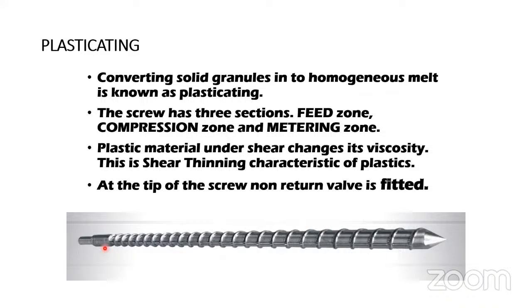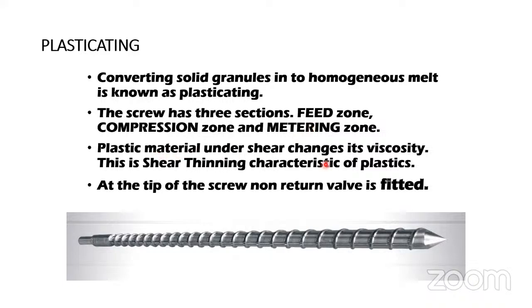Now, friend, what is the main role of the screw? Converting solid granules into a homogeneous melt is known as plasticizing. The main role of a screw is to convert granules into homogeneous melt. It has 3 zones, we have seen.